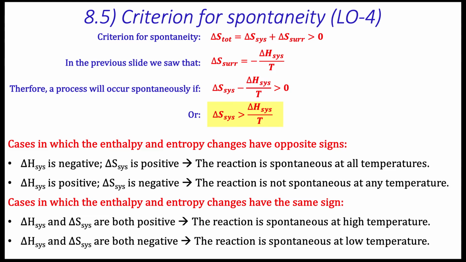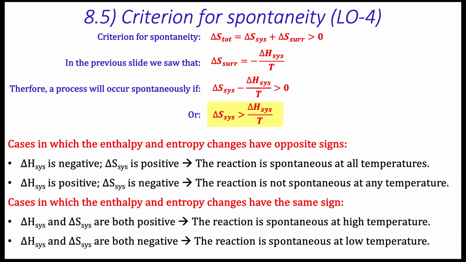If both terms are positive, then this term will decrease with increasing temperature, and so the reaction will be non-spontaneous at low temperature, but spontaneous at high temperature. In other words, at high temperature, the entropy decrease of the surroundings will be less than the entropy increase of the system, giving a positive overall entropy change.